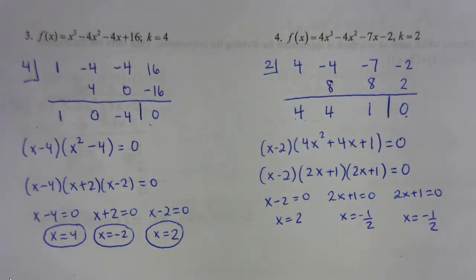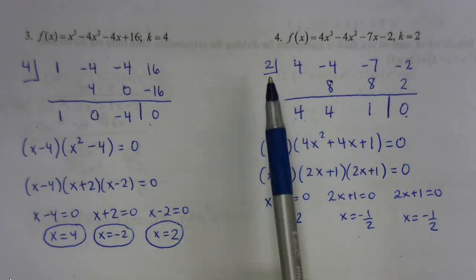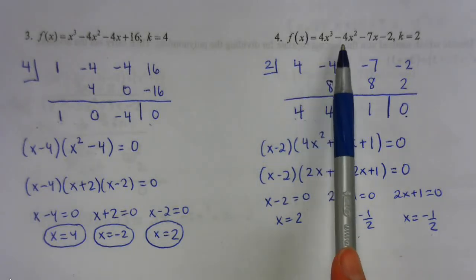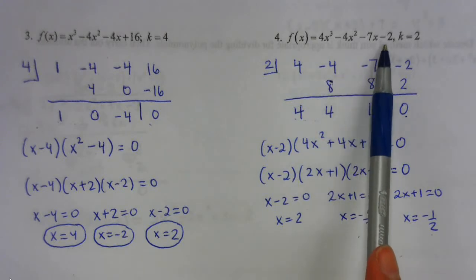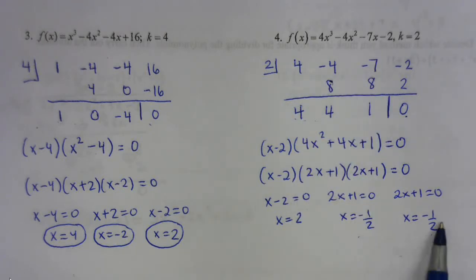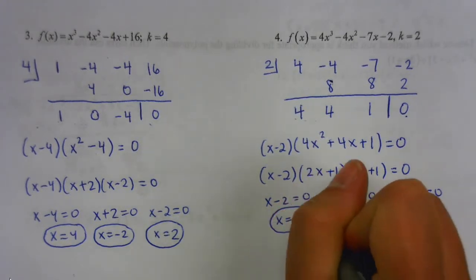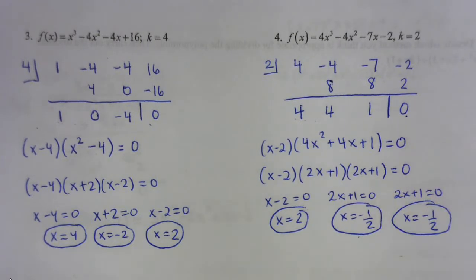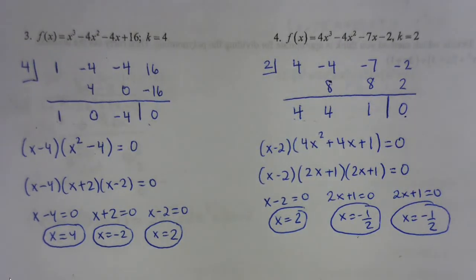So you'll notice that we have the same answer again. I could have told you that f of x is equal to 4x cubed minus 4x squared minus 7x minus 2, and that it had a double root of negative 1/2. Just like in number 2, we had the double root of negative 1. So we do have three answers. We have x equals 2, x equals negative 1/2, and x equals negative 1/2.